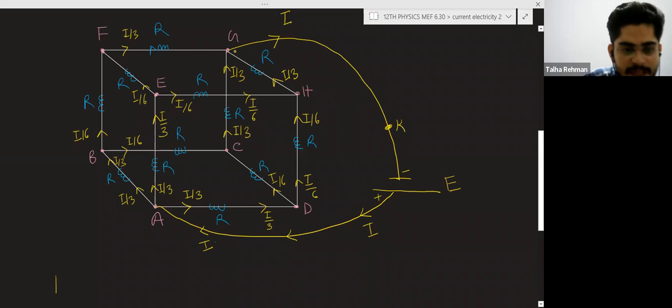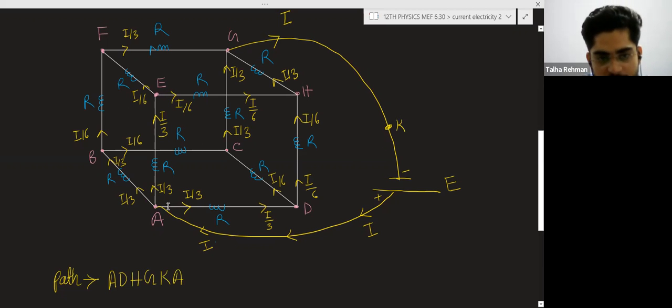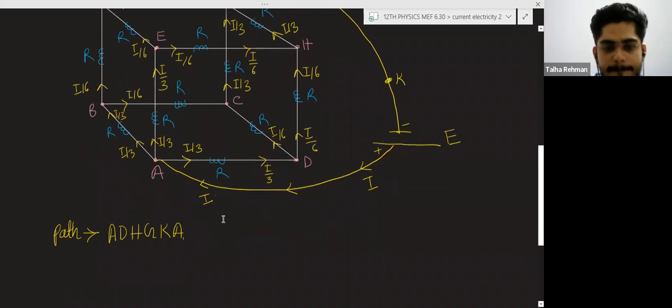I am choosing a path for applying the KVL: ADHG, K, and A. This is the closed loop now. ADHGKA. This is the closed loop. Okay.